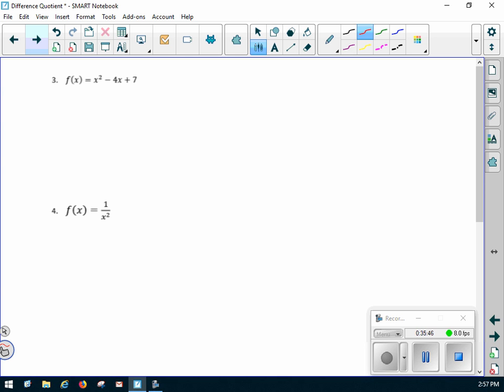You ready to go to the back? We got 2 more. We're going to apply the difference quotient. F of x plus h. Wherever I see x, what am I going to put in its place? X plus h. So how many places am I going to put in x plus h? 2, here and here.